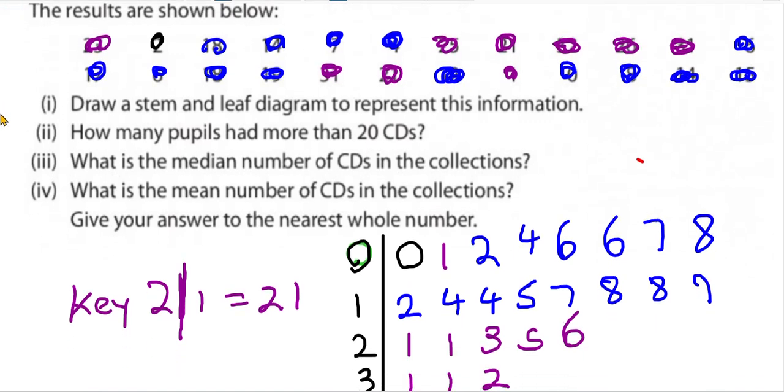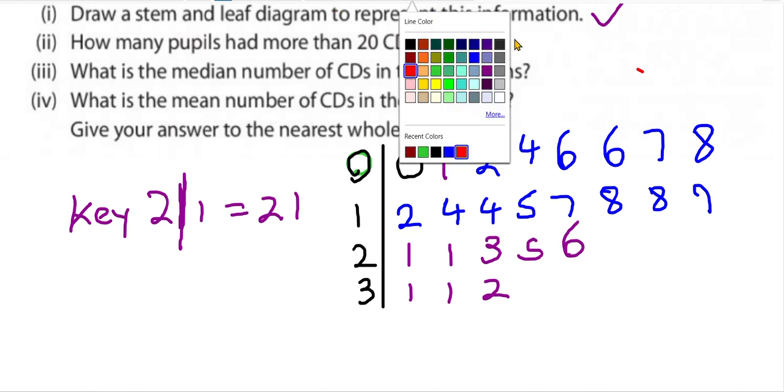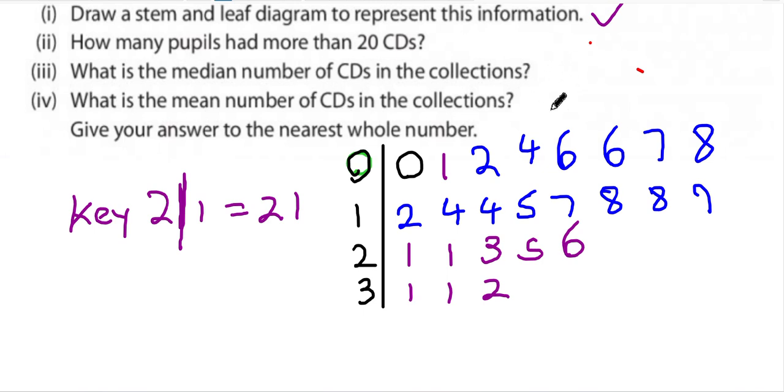So, here we go. Let's answer the questions. How many pupils had more than 20 CDs? More than 20 CDs? 8. 1, 2, 5 here and 3 there. 8.